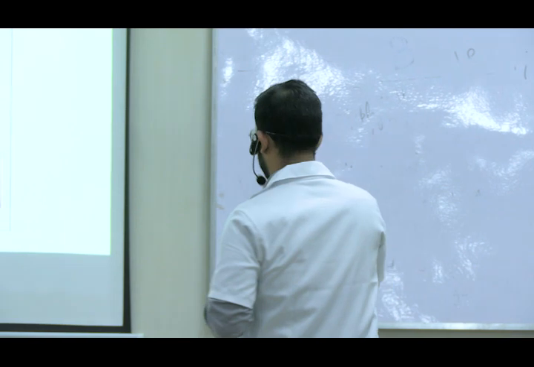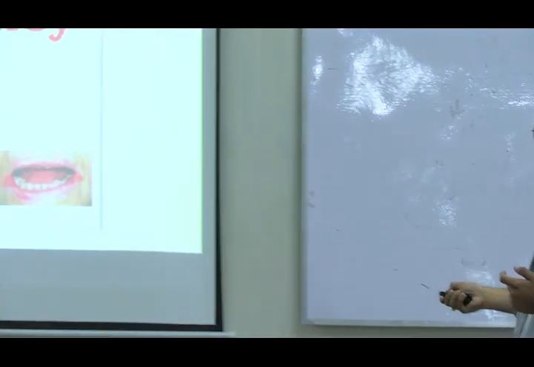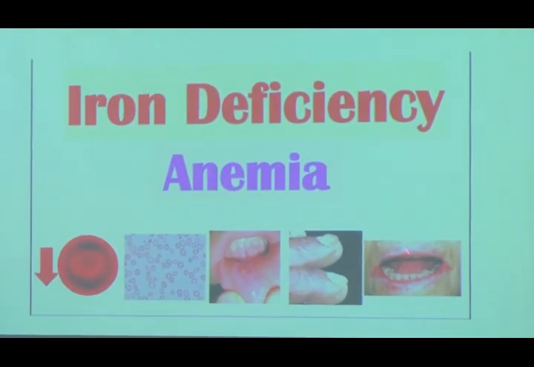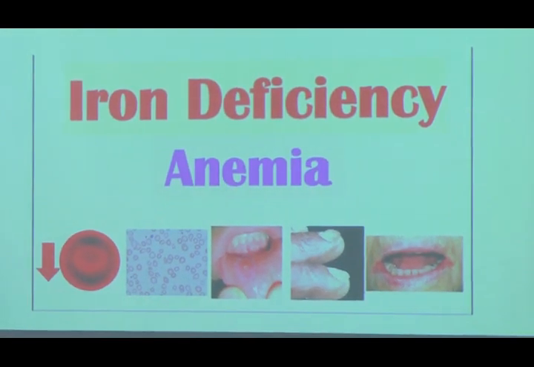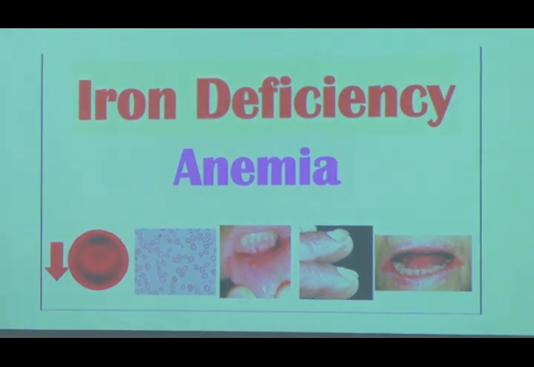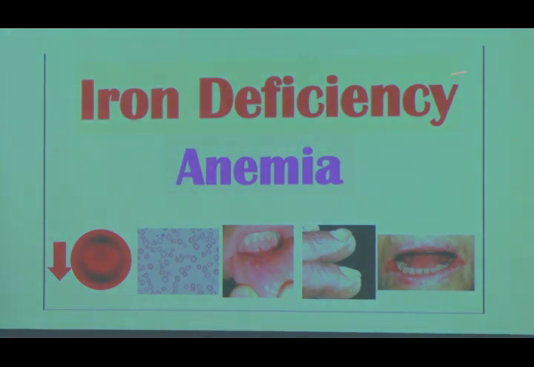I have one photo here. So you can see these things. This is called? You can say angular stomatitis or you can say cheilosis. These are the terms. This is the finding here: angular stomatitis or cheilosis. This is the spooning of nails or koilonychia.